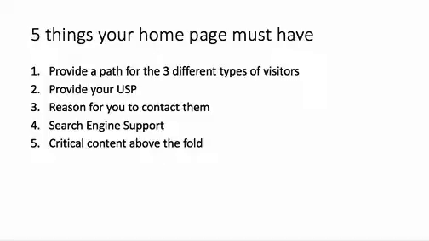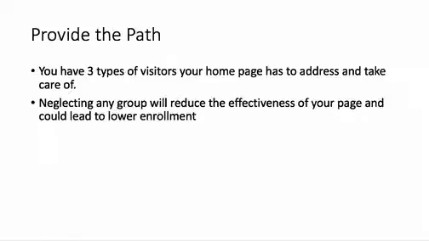Because of this, I've come up with 5 things your homepage must have in order for your website to be successful. The first thing, it has to provide the path for the 3 different types of visitors who are coming to your website. It has to provide your USP. It has to provide a reason for you to contact the prospect again in the future. It has to support the search engines. And finally, it has to have all this critical content above the fold. Obviously, we're going to get into all of these in more depth in a minute, but I want you to see what all those are. Those are the 5 things that that homepage, that landing page, must have if you want true and extreme success with your website and to grow your enrollments at your school.